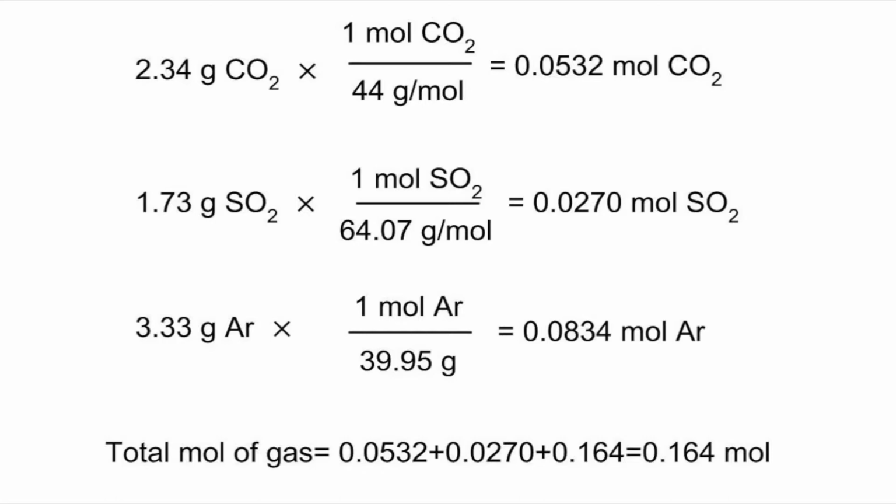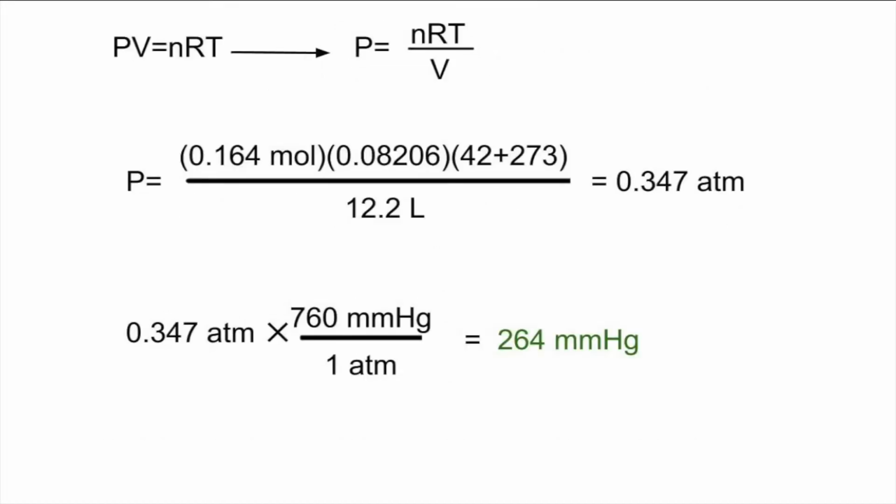That gives us 0.0532 moles of CO2, 0.0270 moles of SO2, and 0.0834 moles of argon. We'll add them all to get the total moles of gas, which gives us 0.164 total moles. Now we have the answer in atm, but we need to convert it to millimeters of mercury. So I've multiplied 0.347 atm times 760 millimeters of mercury for every 1 atm. Our answer should be 264 millimeters of mercury.